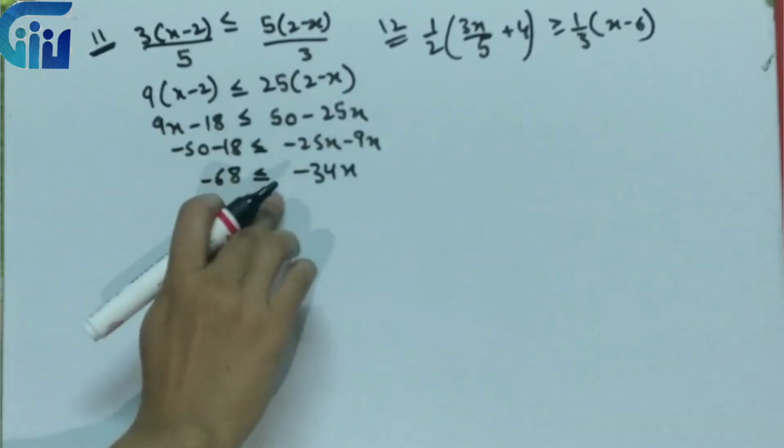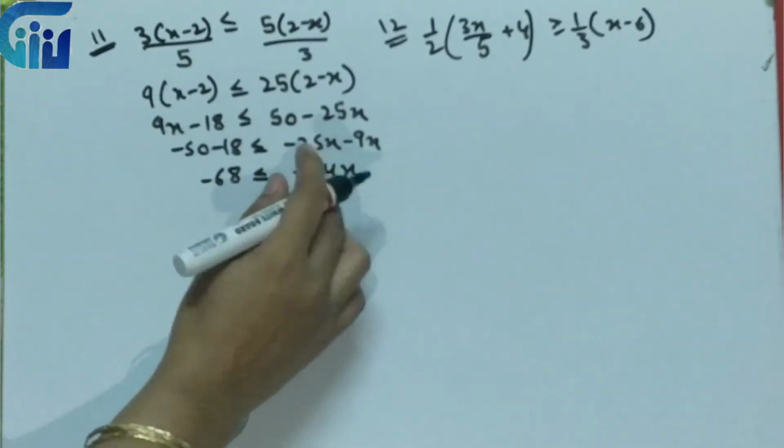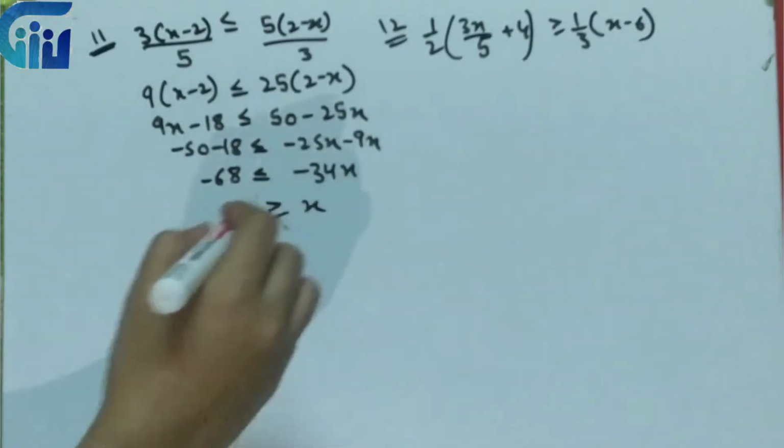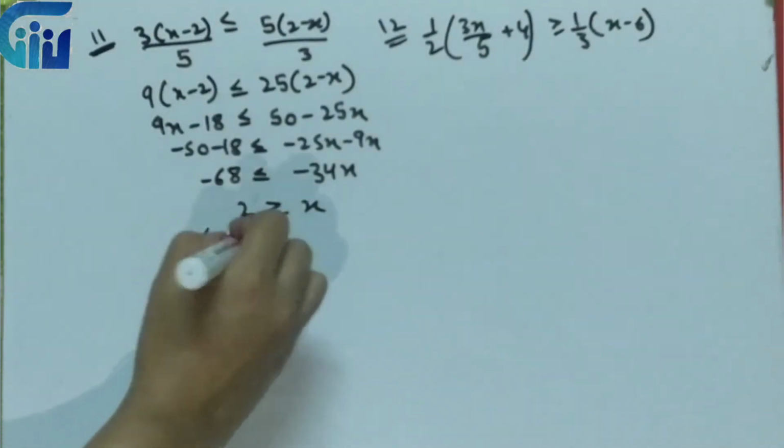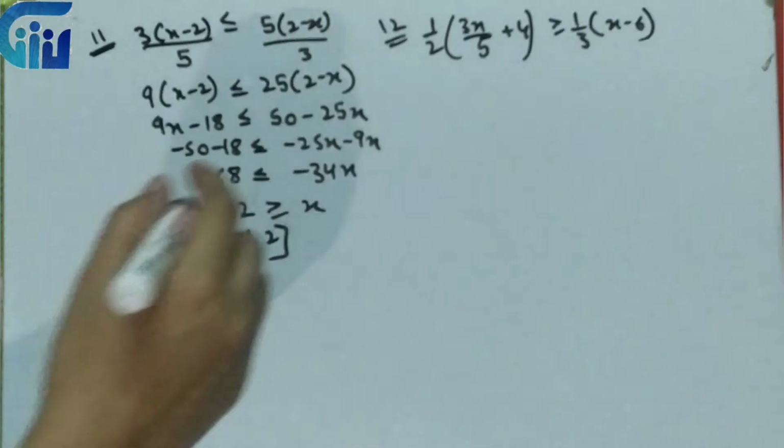So if we divide, the sign of the inequality will get inverted because we will divide by a minus. So this will be x is less than or equal to 2. So again less, minus infinity to 2, closed. Right? Moving on to question number 12.